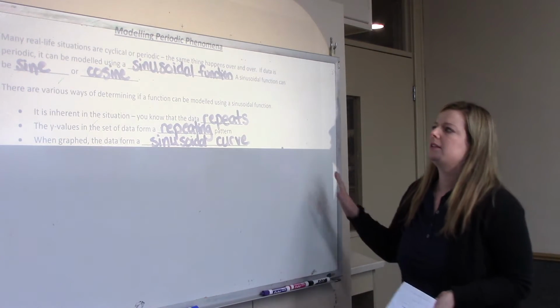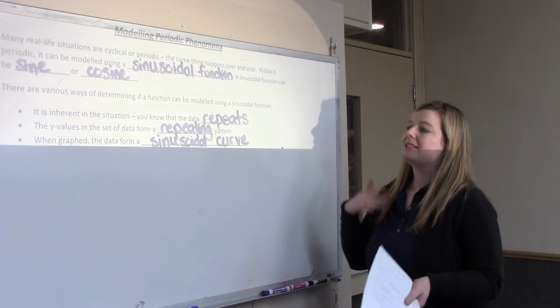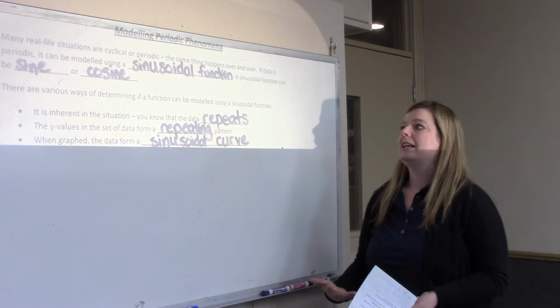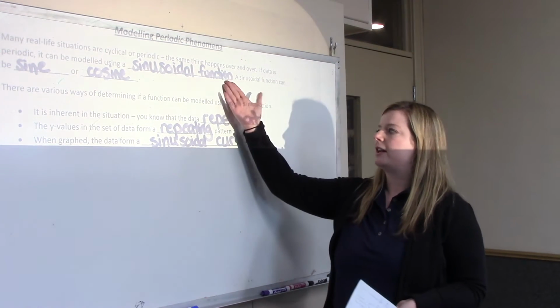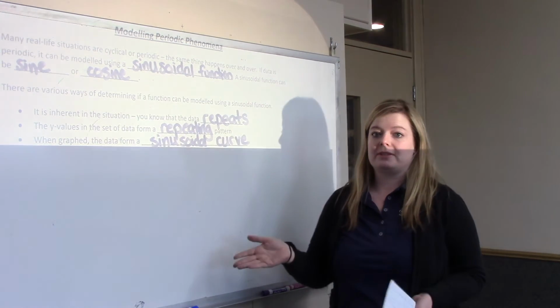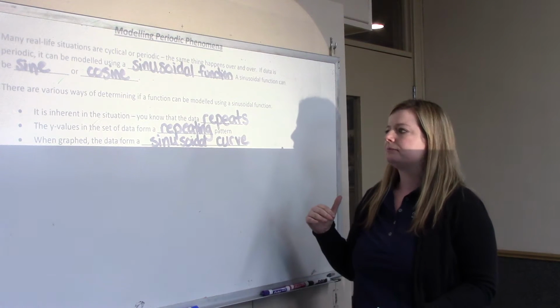So, first here, many real-life situations are cyclical or periodic. The same thing happens over and over again. If data is periodic, it can be modeled using a sinusoidal function. That means sine or cosine. And we'll talk about how you choose sine or cosine a little bit later on.